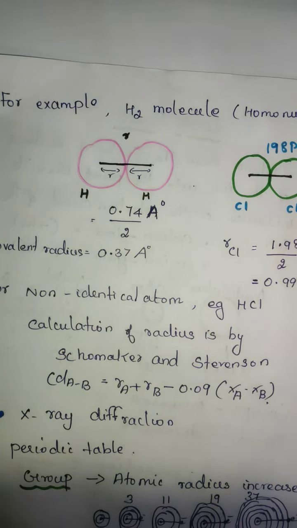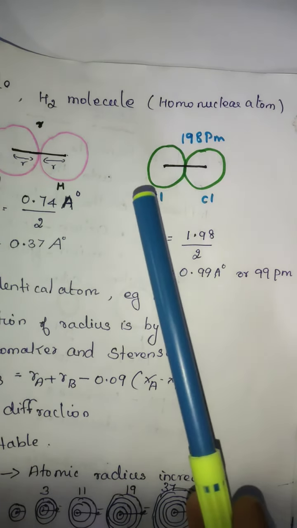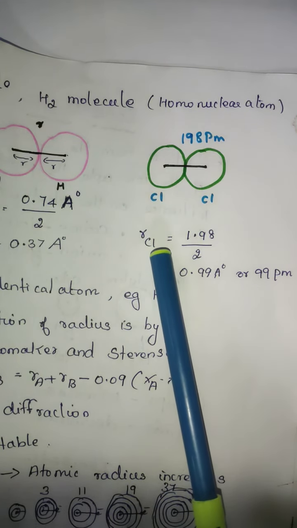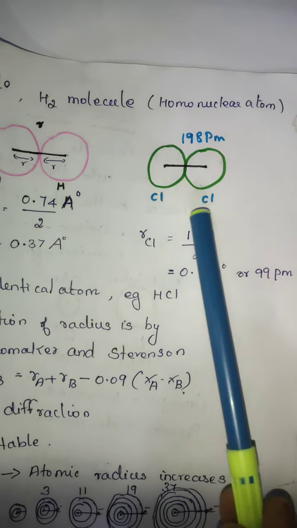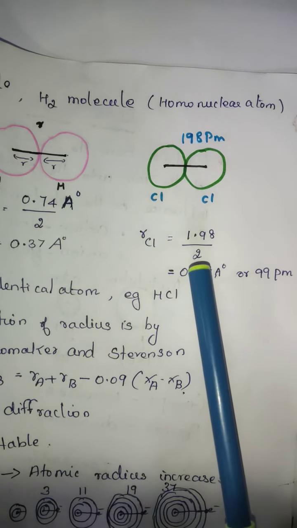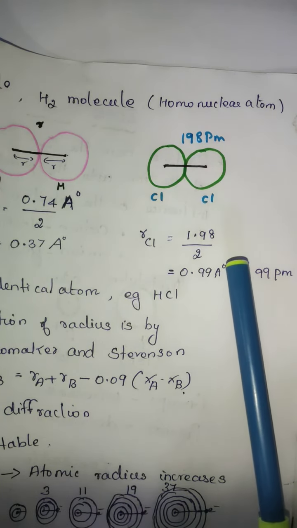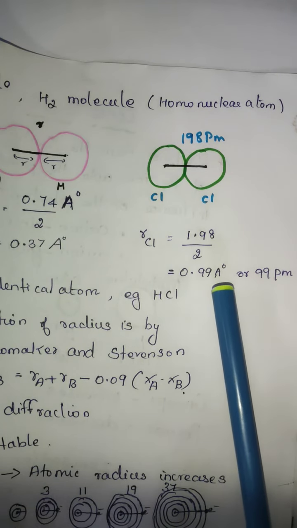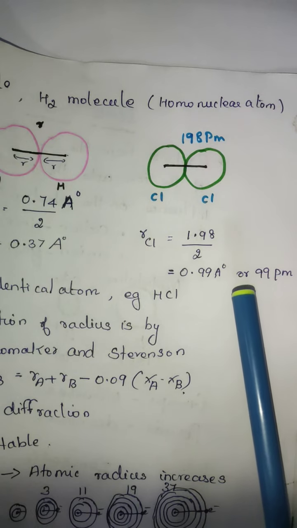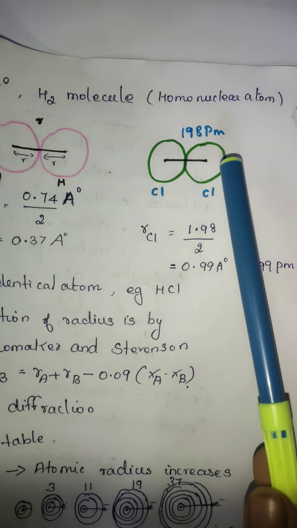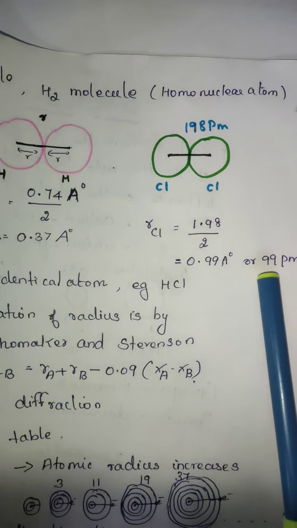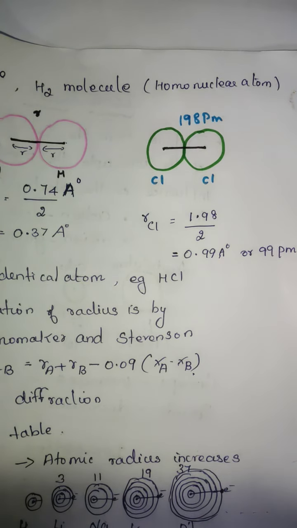Likewise, we have to find out covalent radius. Another example: see here, the chlorine molecule, Cl2. They are covalently bonded to each other by sharing of one electron. The value is found as 1.98 and divided by 2, so you get 0.99 Angstrom, or if you are expressing in picometer, it is 99 pm. That is, 198 picometer divided by 2 is given as 99 picometer.